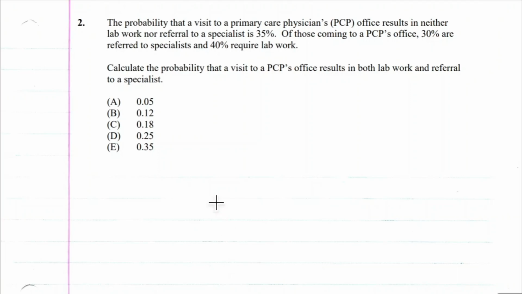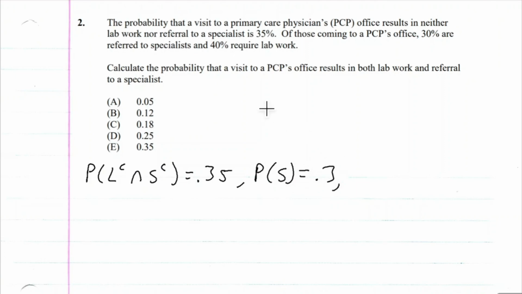Okay, so the probability that a visit to a primary care physician's office results in neither lab work nor referral to a specialist is 0.35. So the probability that there is no lab work and there is no referral to a specialist is 0.35. Of those coming to a PCP's office, 30% are referred to a specialist. So the probability of being referred to a specialist is 0.3. And 40% require lab work. So the probability of L, lab work, is 0.4. Calculate the probability that a visit to a PCP's office results in both lab work and a referral to a specialist. So we want the probability of L and S.